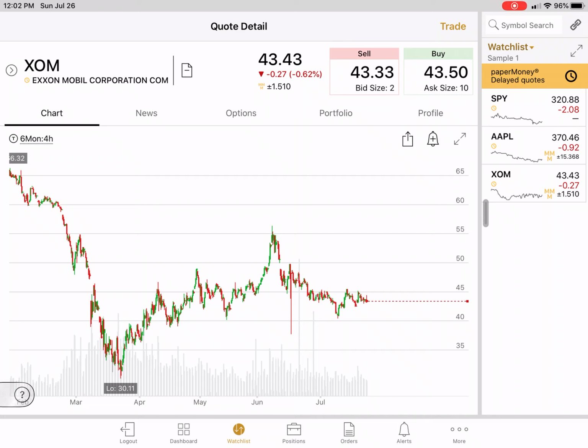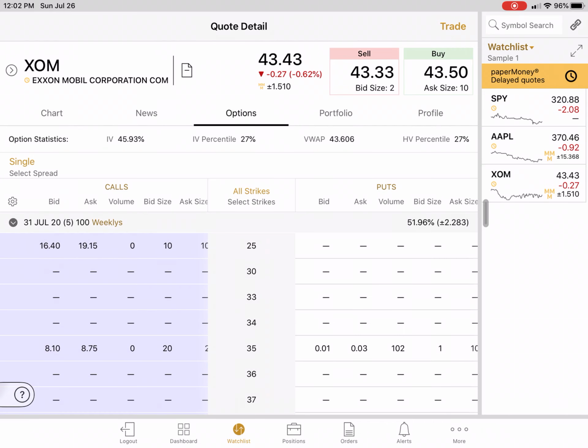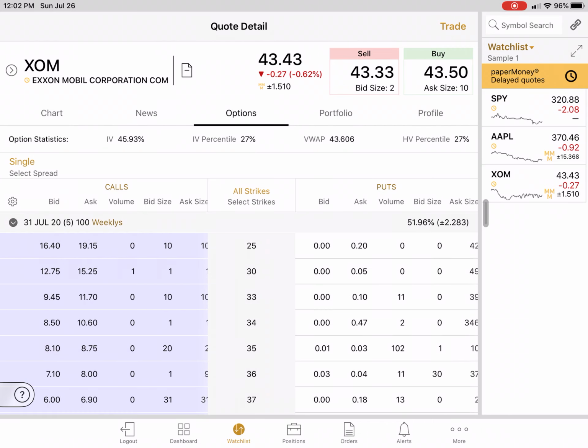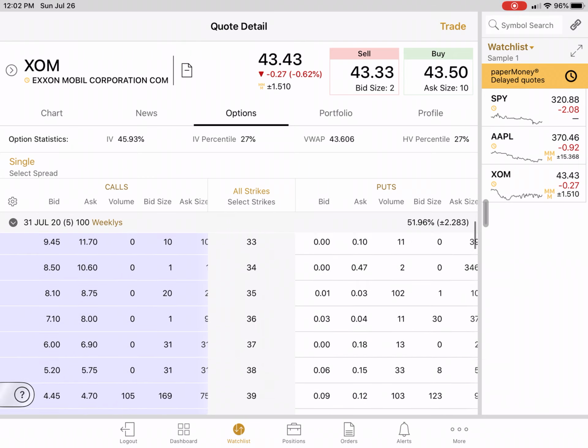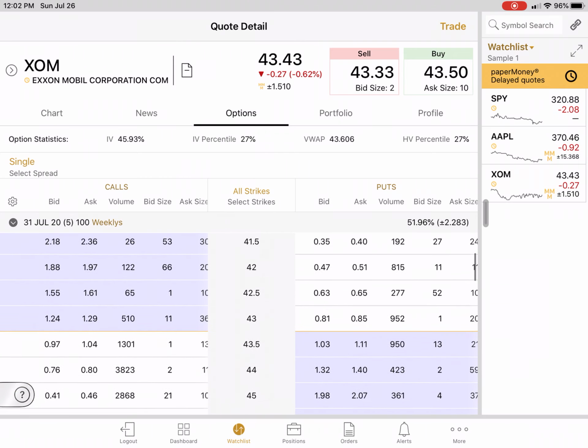But again, keep in mind that this is not a suggestion to trade or financial advice. This is just for educational purposes only with paper money. So I'm going to go to options, and let's do a weekly trade, and we're going to do a cash covered put.